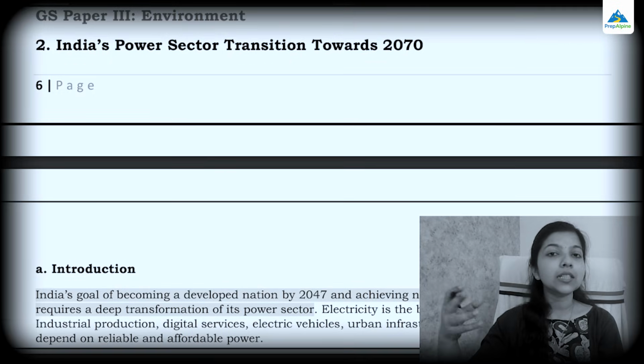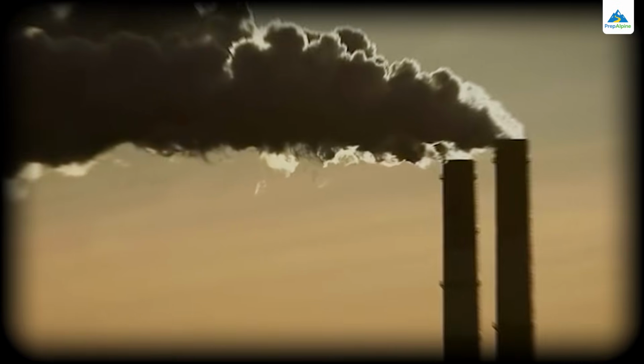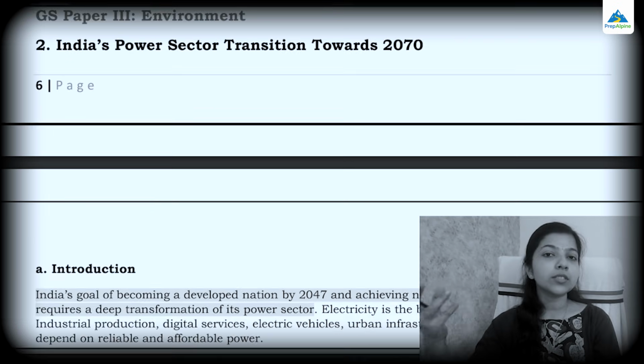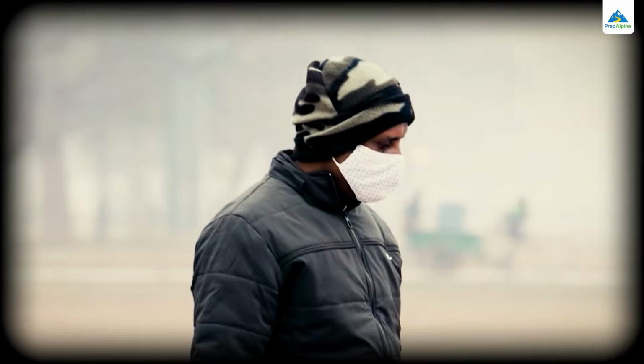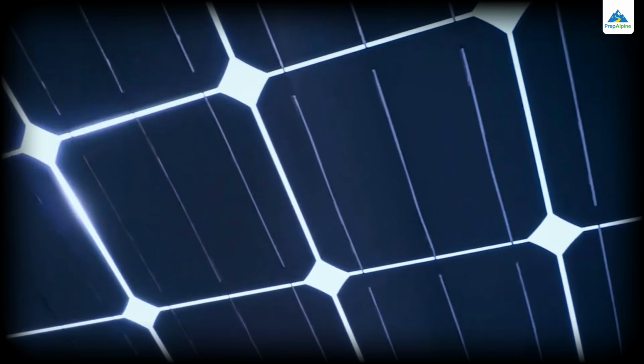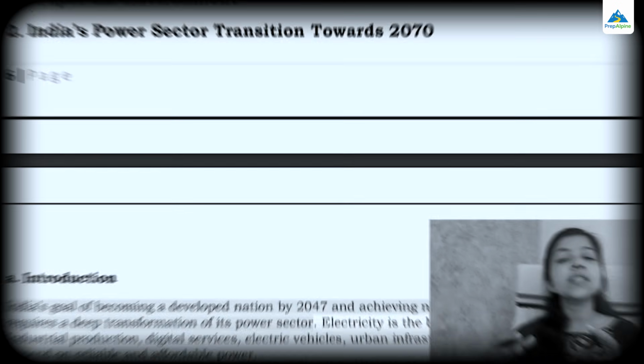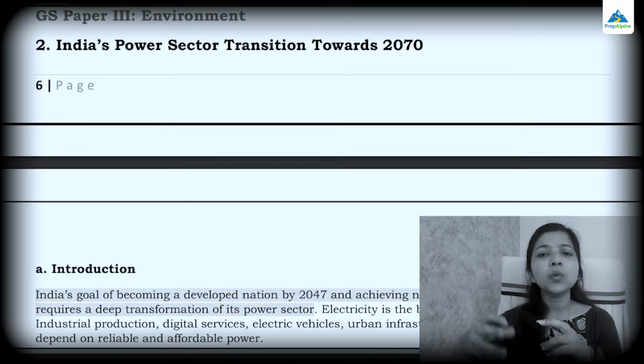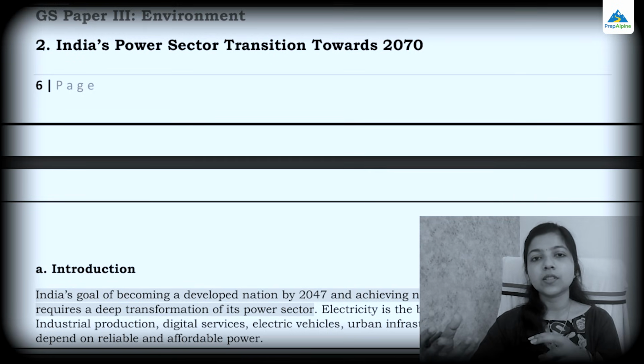GS paper 3, the environment section, which is about India's power sector transition towards 2070 of renewable energy electricity generation. So does that mean that India is generating more than 50% of its electricity from renewable energy? This is a key question that comes in most of our minds and confuses us. So let us clear this confusion.